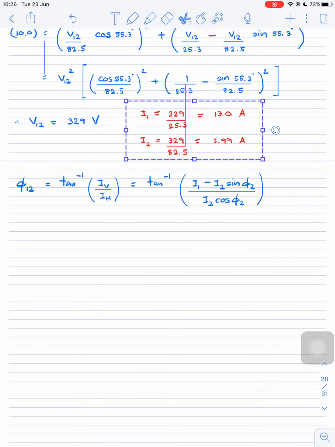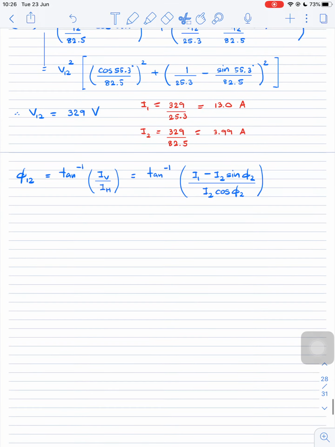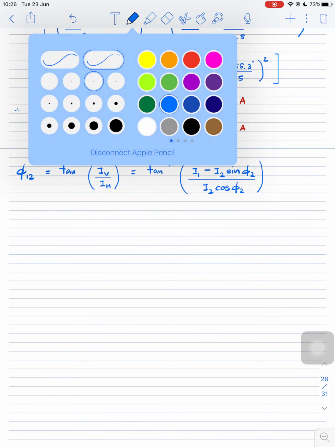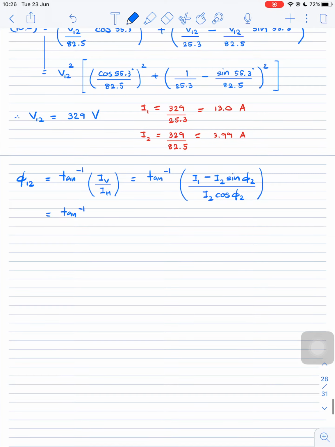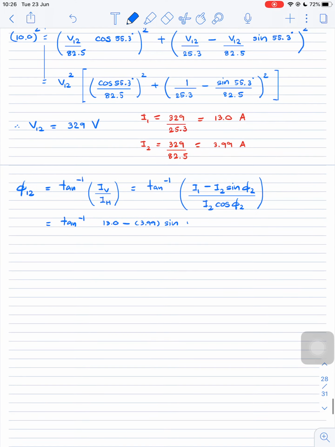Okay, that's great. So now we know the I1 and the I2 already, so that's really simple. It's going to be easy. It equals, again, the arctan of the I1 minus the I2 times the sine of phi 2, and then over the I2 times the cosine of phi 2.